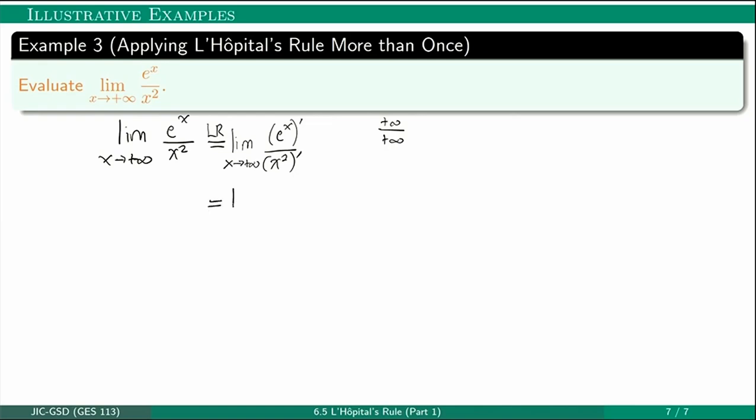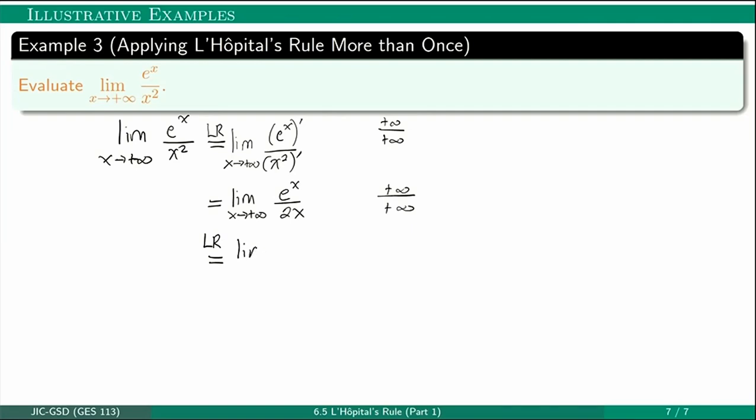So let's rewrite this one. This will be the limit as x approaches positive infinity. The derivative of e to the x is just e to the x. The derivative of x squared is just 2x. Now let's try to analyze this again. As x grows bigger and bigger, e to the x will grow bigger and bigger as well. And as x grows bigger and bigger, 2 multiplied by x will also grow bigger and bigger. And what do we have now? It's the same infinity over infinity case. So in this case, we have to apply L'Hopital's rule another time.